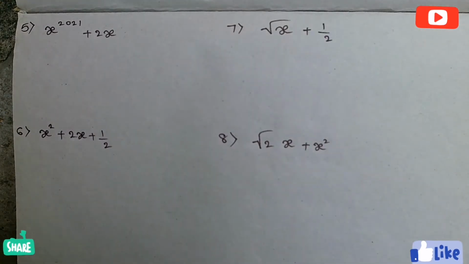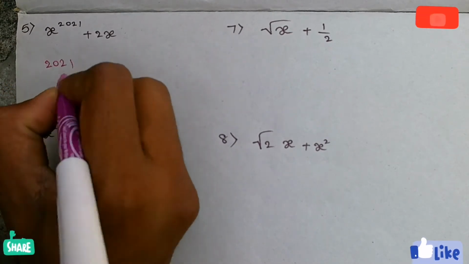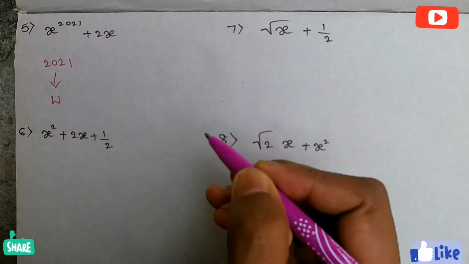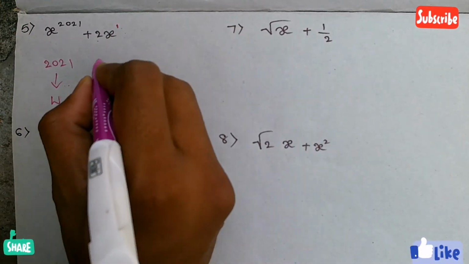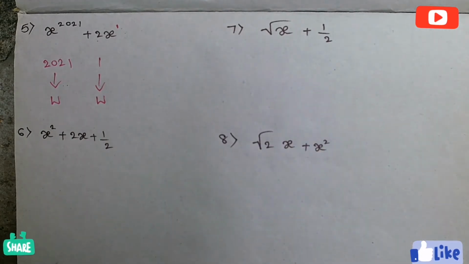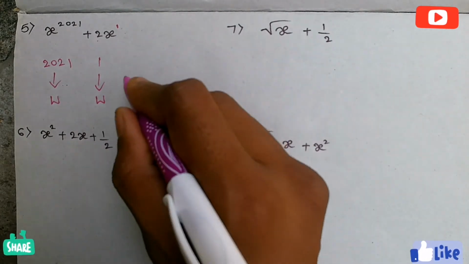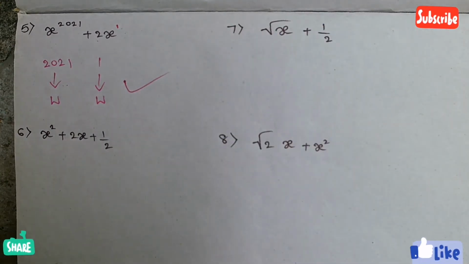Okay, the next question is x power 2021 plus 2x. Here for x the power is 2021. 2021 is a whole number. The second term is 2x. For x nothing is written, meaning power 1. So power 1 is also a whole number. Both the terms have powers that are whole numbers only. So this is a polynomial.